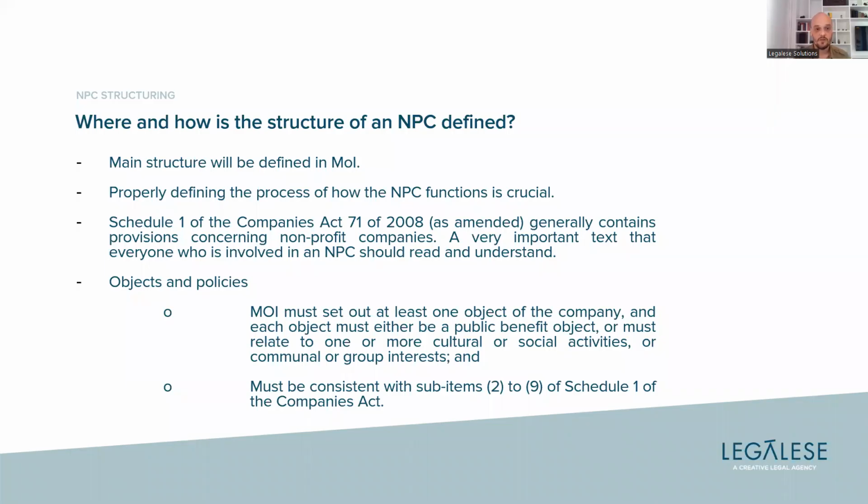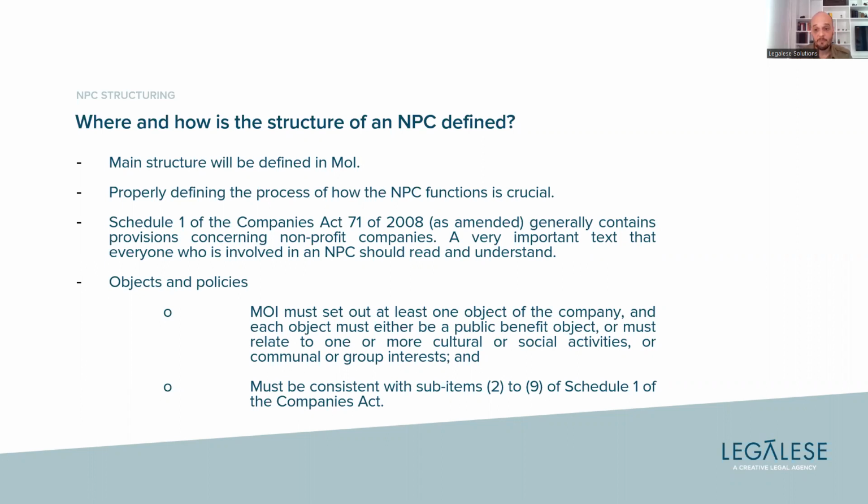So the main part of your structure will be set out in your Memorandum of Incorporation, or MOI. This is the foundational constitutional document relating to your company. And everything else, including agreements with third parties, the manner in which you run your NPC, and any other relevant considerations must be consistent with its terms. This means that it's incredibly important to appropriately define how the NPC functions in the MOI itself. Schedule 1 of the Companies Act 71 of 2008 generally contains provisions concerning nonprofit companies. This is a very important text that everybody who is involved in an NPC should read and understand.